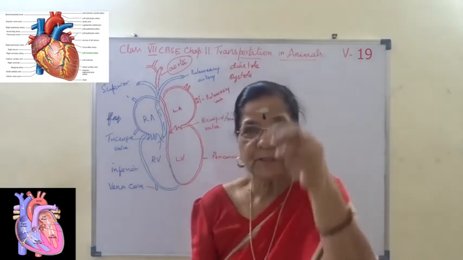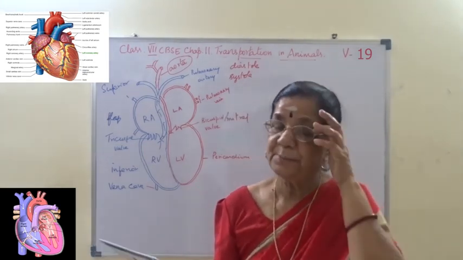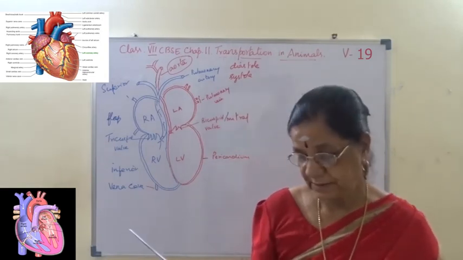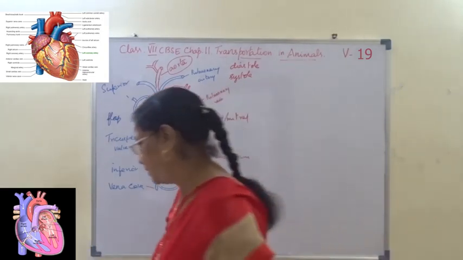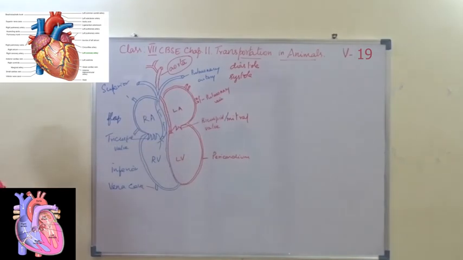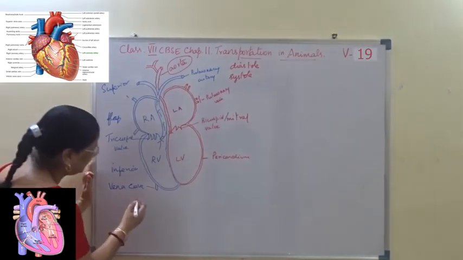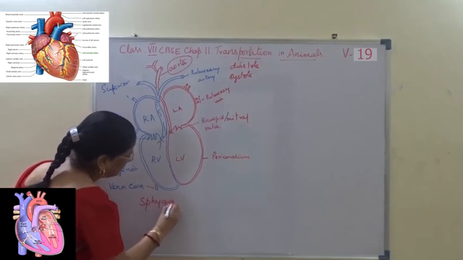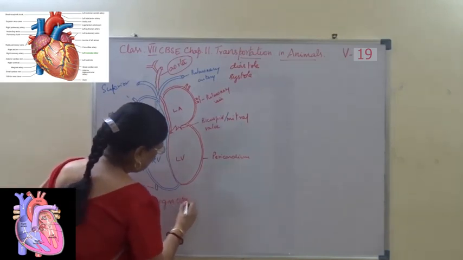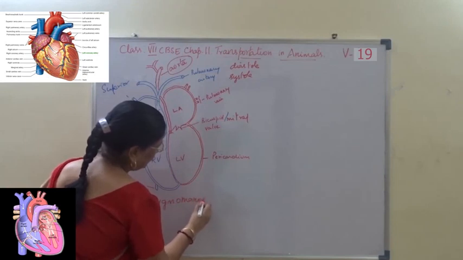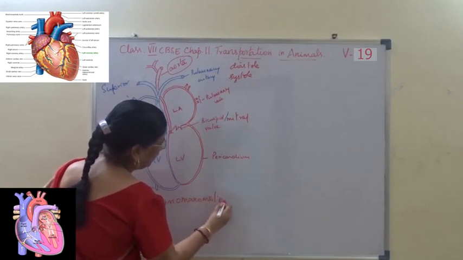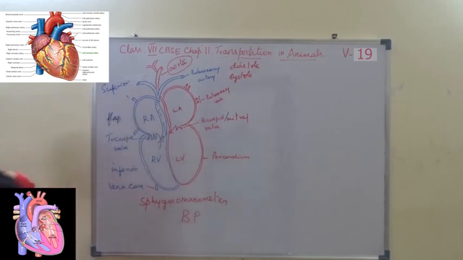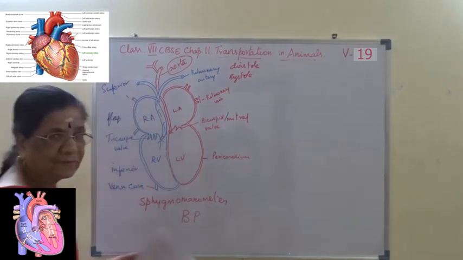Hg stands for mercury, and the blood pressure apparatus is called the sphygmomanometer. It is known as the sphygmomanometer, the BP apparatus.